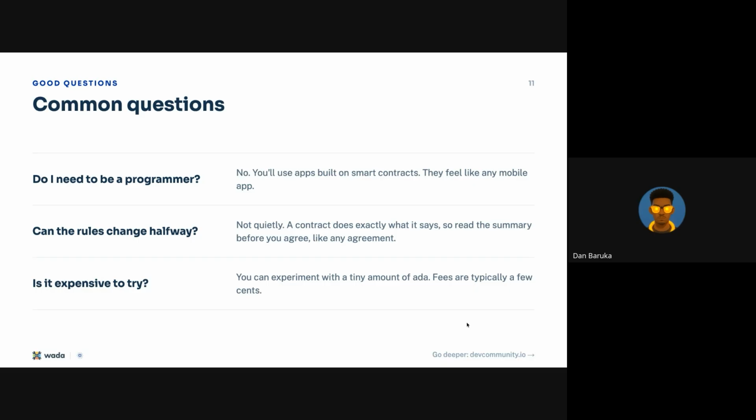It's a question. If you want to speak, you can speak. If you want to just drop it in the chat, what do you feel when you hear words like smart contract? Honestly, I know my answer, but I want to hear you.